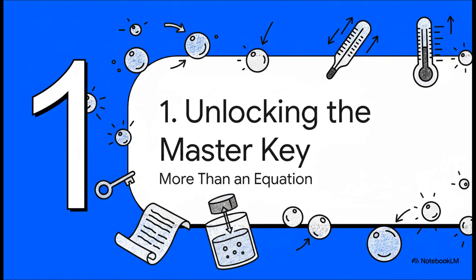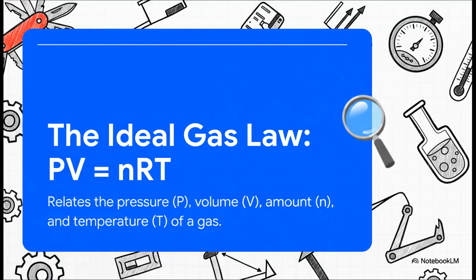So first things first, let's take a closer look at that master key. PV equals nRT isn't just a formula to memorize, you know? It's a fundamental statement about how pressure, volume, amount, and temperature are all tied together for a gas. This single relationship is the bedrock for everything else we're going to do today. And here it is, the star of our show. PV equals nRT. Pressure times volume equals n, the number of moles, times R, that trusty ideal gas constant, times temperature. Every single tool we build from here on out is going to come directly from rearranging or reinterpreting this one elegant equation. It's basically the Swiss Army knife of gas chemistry.